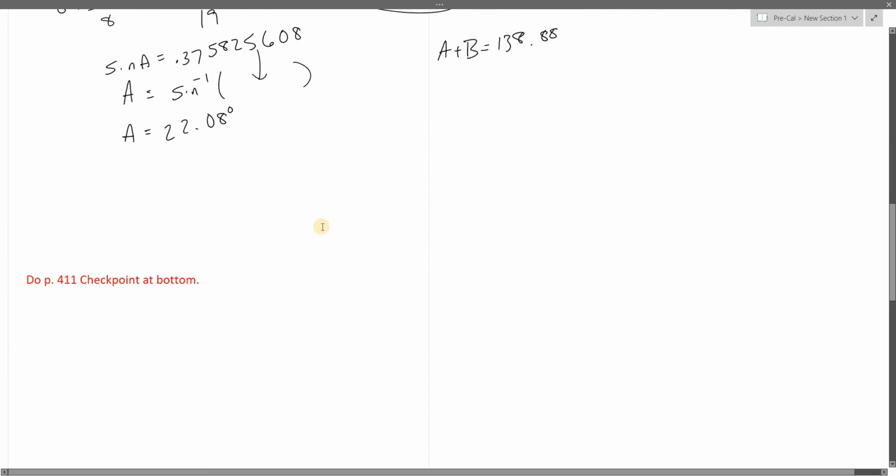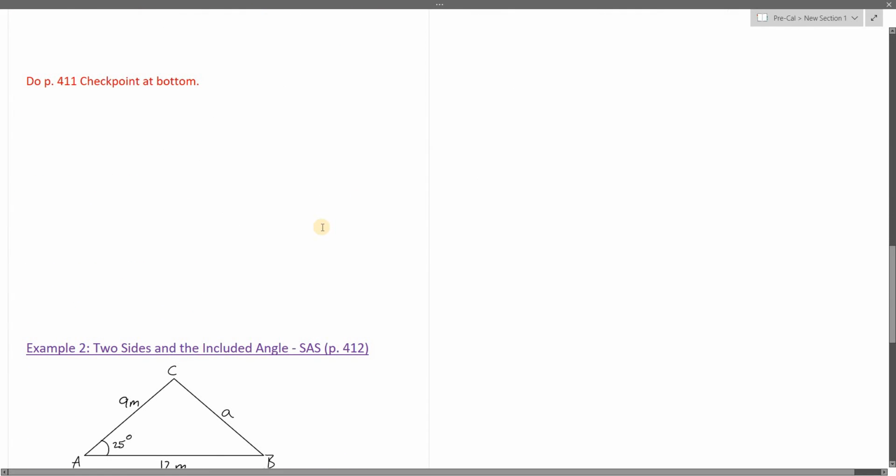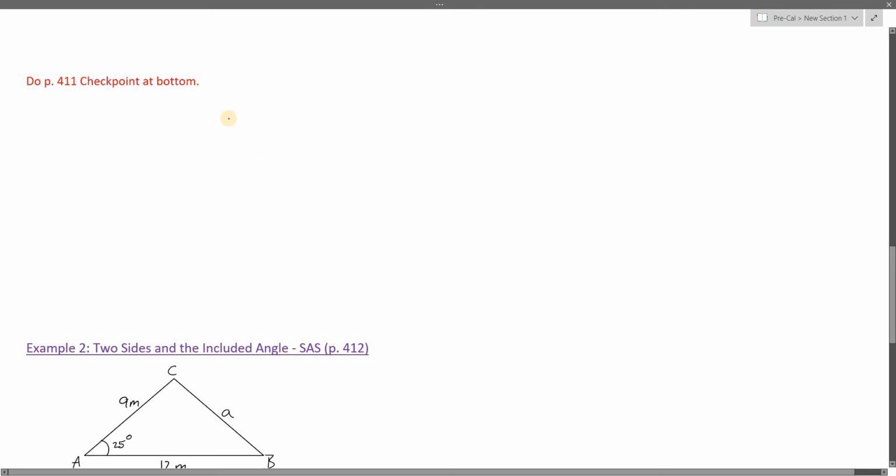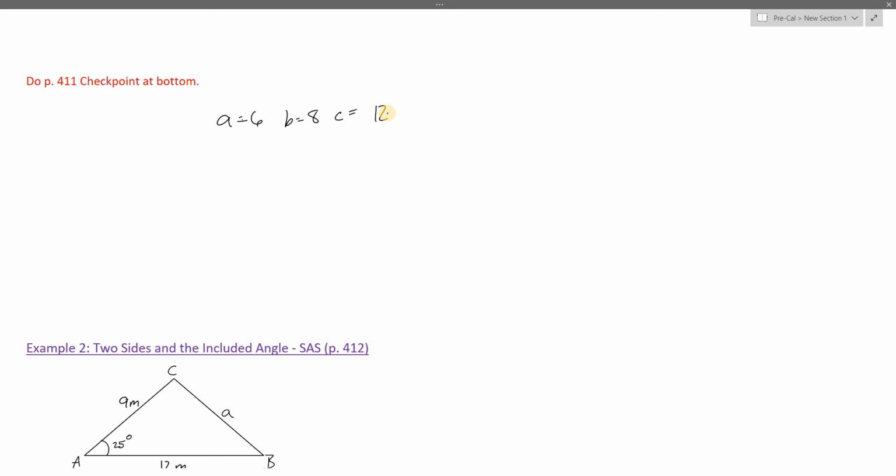So let's look down here at 411, the checkpoint at bottom, and I'd like to do this problem with you. At the very bottom it says, find the three angles of the triangle, so we're going to do the same thing, whose sides have lengths A equals 6, B is equal to 8, and C is equal to 12. All right, so my question would be, if we're going to use the law of cosines, what angle would we find first?